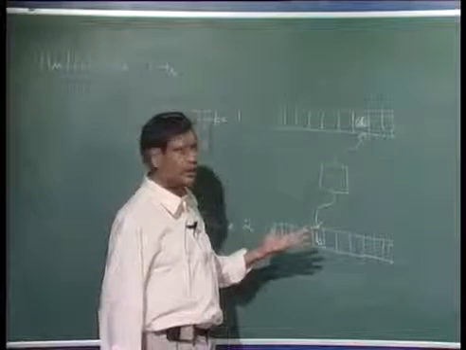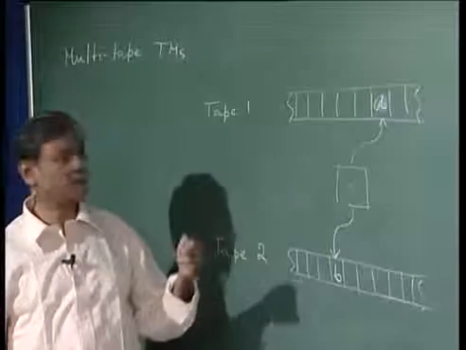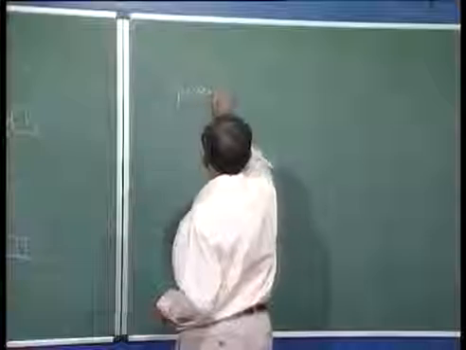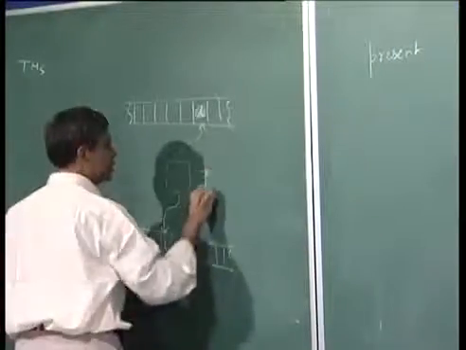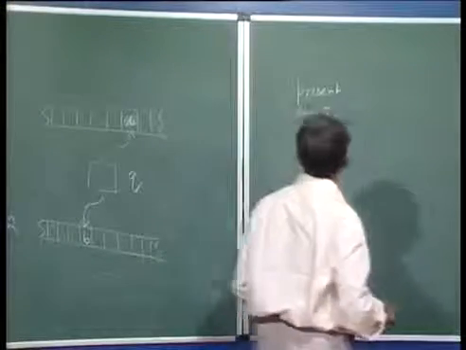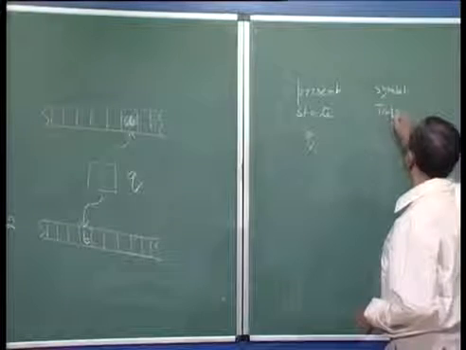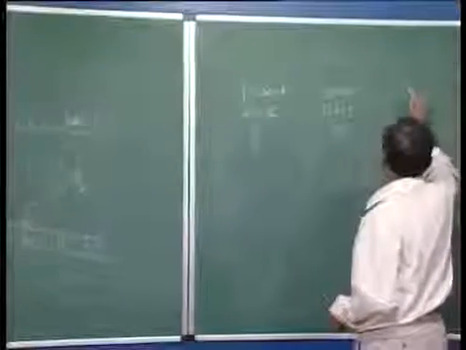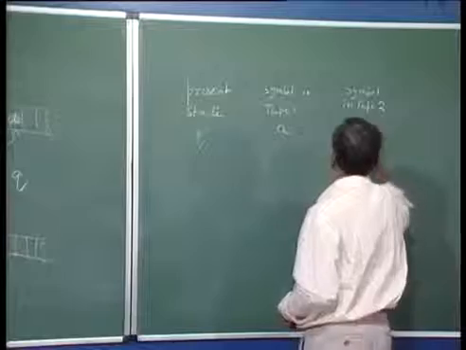What happens? What is the transition, one step transition of such a Turing machine? So, again let us see what is the current scenario as we are seeing in this picture. Let us say the machine is in state Q. So, present state is Q, and symbol in tape 1 is A, symbol being read in tape 2 is B.